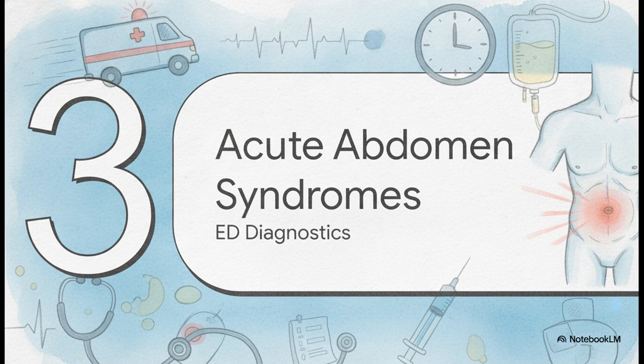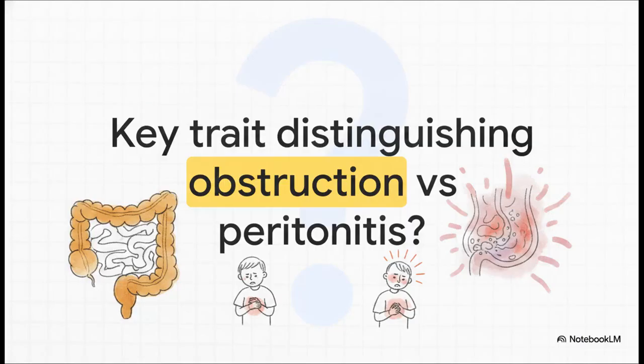Let's jump into Section 3, acute abdomen syndromes and ED diagnostics. Question. Which property of abdominal pain is clinically most useful for differentiating mechanical intestinal obstruction from diffuse peritonitis? Is it A, radiation, B, speed of onset, C, duration, D, character, or E, nausea? The correct answer is D, the character of the pain.